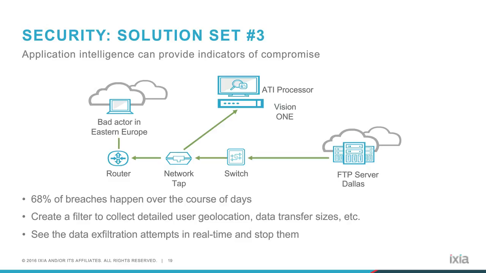So in this case, I'm showing an example of some bad actor over in Eastern Europe or North Korea or anywhere in the world. We can look at how that bad actor infiltrates your environment. The bad actor gets into your network and starts transferring files from a server in Dallas. Application intelligence, or at least the Ixia version of it, can combine application information, bandwidth information, and geolocation information to show that someone in Eastern Europe has accessed the server in Dallas using FTP and is transferring that data to a location back in Eastern Europe.